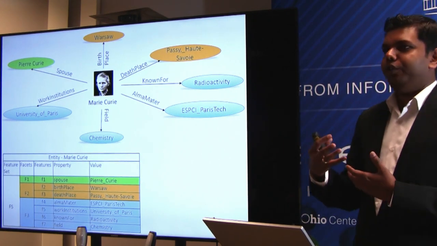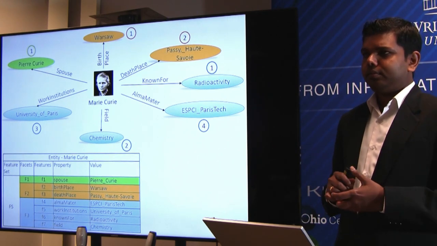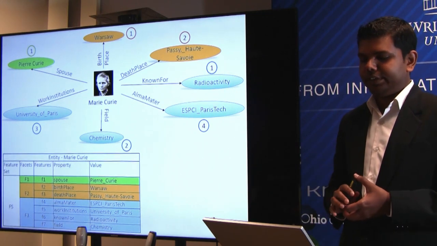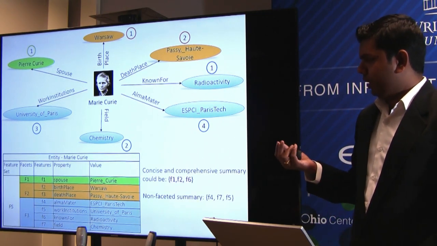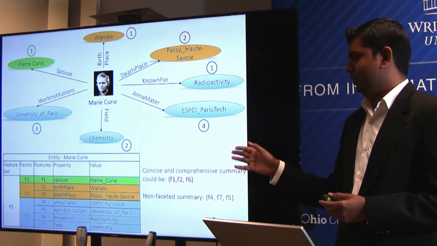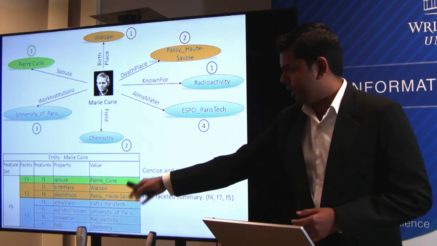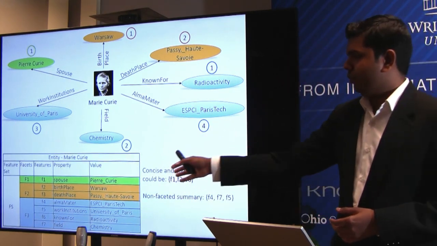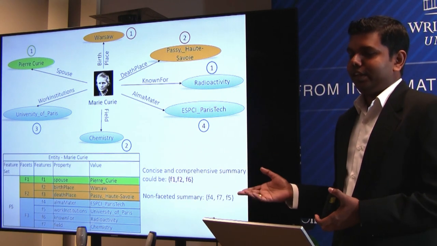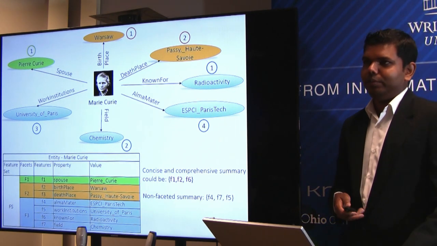What we do is we have a way of grouping things now, and then we also do the ranking. And these numbers represent how they are ranked in each group or facet. And we look at an example. The first one we call concise and comprehensive. In other words, it's diverse, because the facts F1, F2, and F6 selected from this set of facts come from three different groups. So given the summary length of three, we can provide a more comprehensive entity summary. So that's our goal.